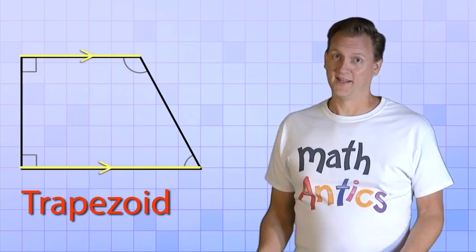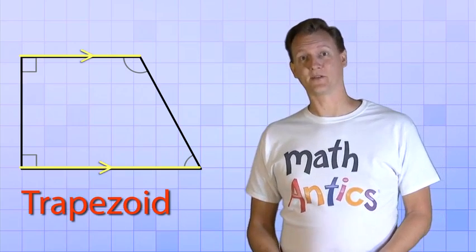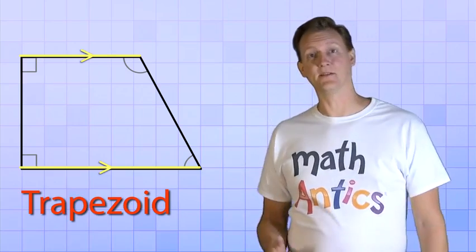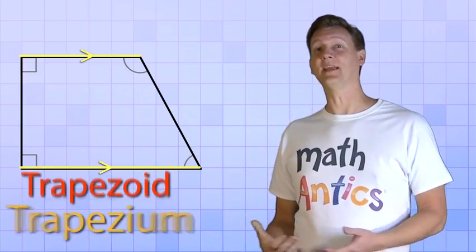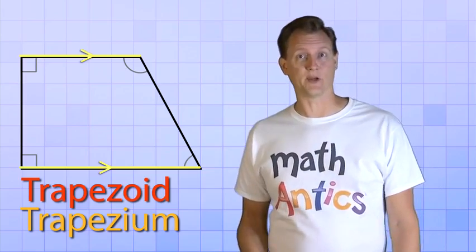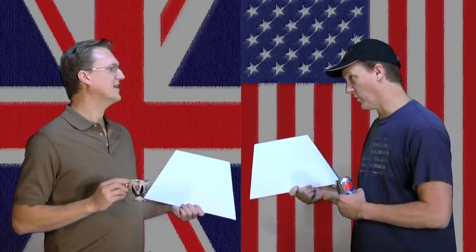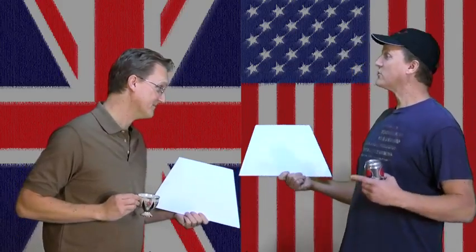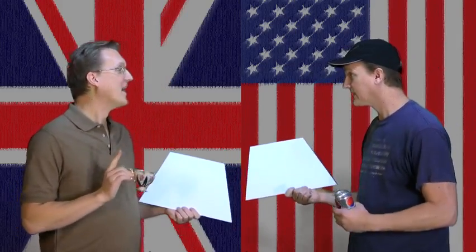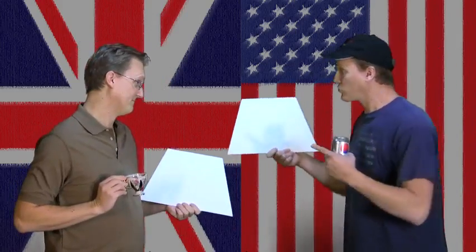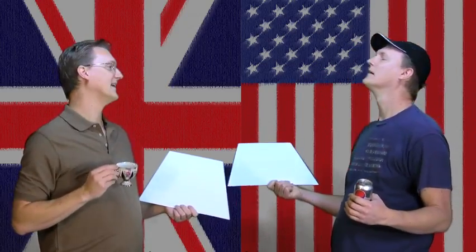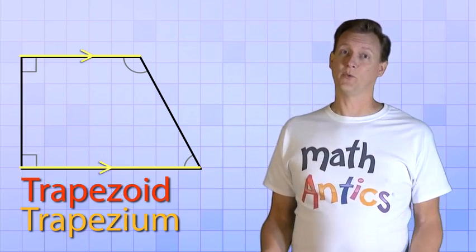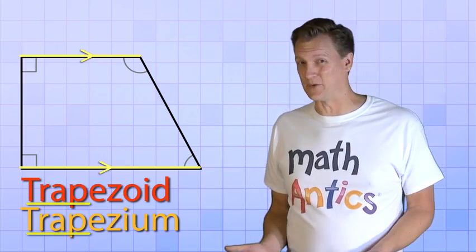Well, actually, this is where classifying quadrilaterals gets a little messy. And that's because this sort of shape is called a trapezoid in America, but it's called a trapezium in other countries, like the UK. Trapezoid. Trapezium. Trapezoid. Trapezium. It's a trapezoid! At least they both start with the word trap, so it's not too confusing.